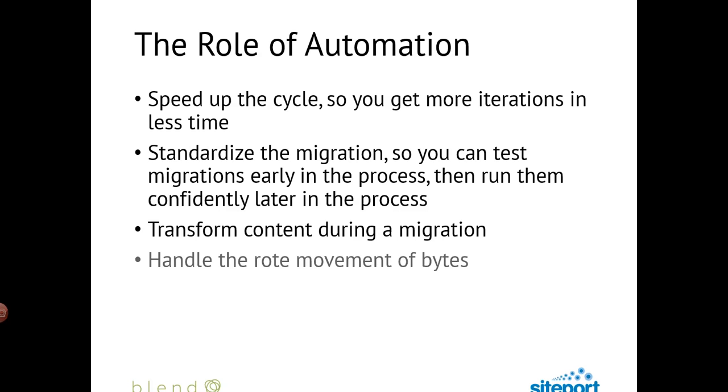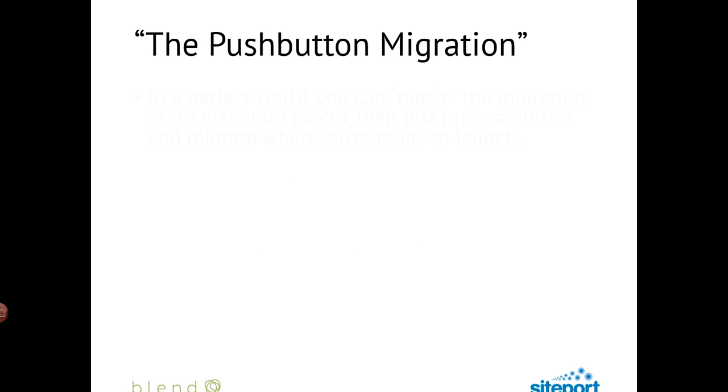And finally, and this is fairly important, is that automation platforms handle the rote movement of bytes. I always think of this in terms of bytes on disk. What a lot of people overlook is that at some point, regardless of all the planning you've done, all the transformations you've designed, the fact is that at some point, bytes on disk from your source platform are going to have to be written to a disk on your target platform.